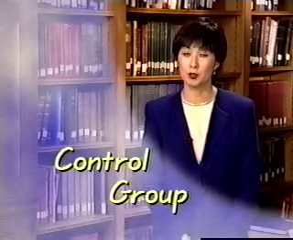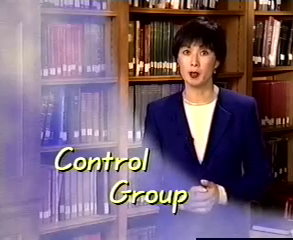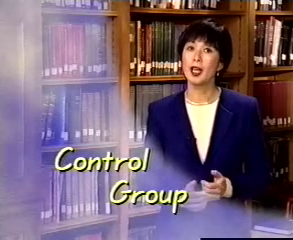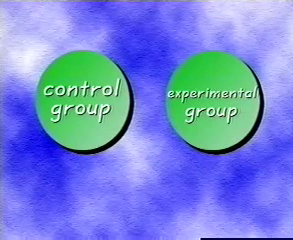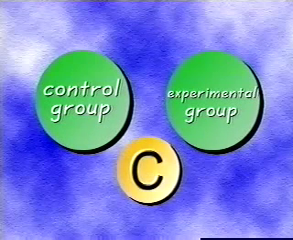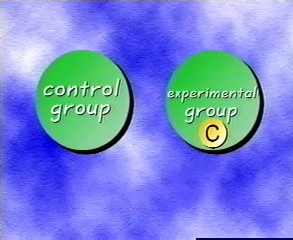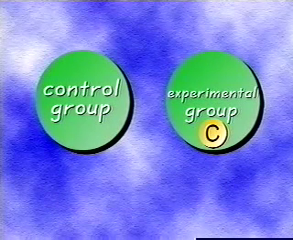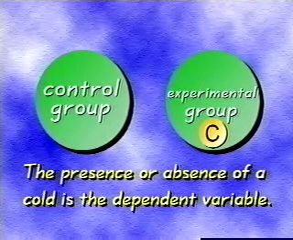The control group serves as a standard of comparison, using the same conditions as the experimental group, except the one factor or variable being tested. For example, if we wish to test vitamin C's effect on colds, we would select two groups of similar people, our experimental group and our control group. The experimental group would receive vitamin C, which is our independent variable. The control group would not receive vitamin C. The presence or absence of a cold is the dependent variable in this case.